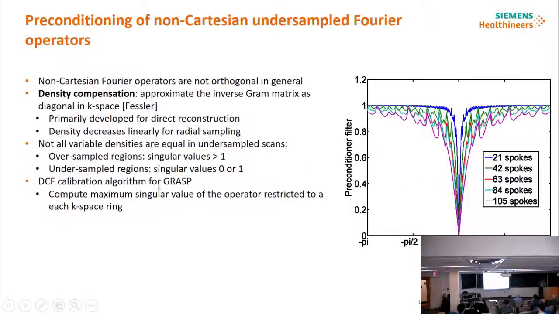Technically, we did that just by restricting our Fourier operator to a k-space radius and computing maximum singular values of those restricted operators. What you can see that is quite intuitive, if you take the 21 spokes, the tightest temporal resolution, you see that you have this big tapering region here where you're undersampled and you just cannot do density compensation anymore, and you have this oversampled region in the center where you need to apply that filter. And as you increase the number of samples, this becomes flatter and flatter, and eventually it would converge towards the ramp filter.